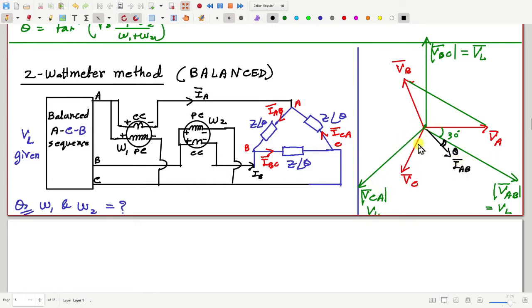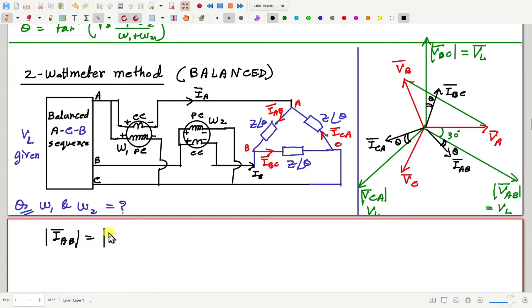Okay, then IBC will be here. This is also theta, and ICA is here. This is also theta. Okay, and we can say that the magnitudes of IAB, IBC and ICA are all equal to VL by Z. Correct?